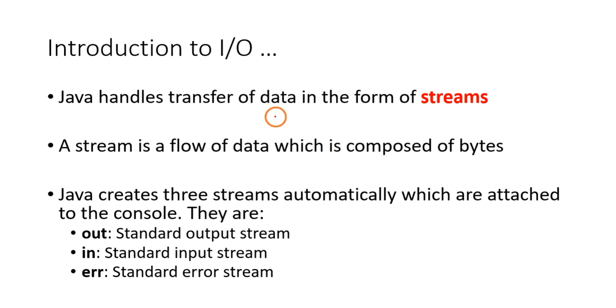You have to know one more thing about the input output performed by a Java program. The IO is handled by Java in the form of streams. So what is a stream? A stream is just a flow of data which is composed of bytes. The data travels to and fro from the Java program in the form of bytes, and the collection of these bytes is called a stream.